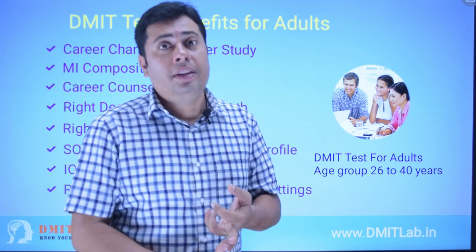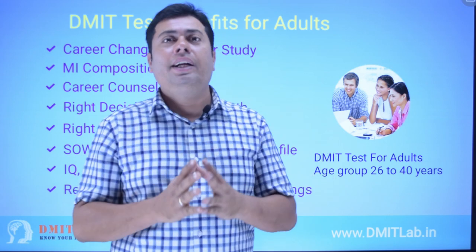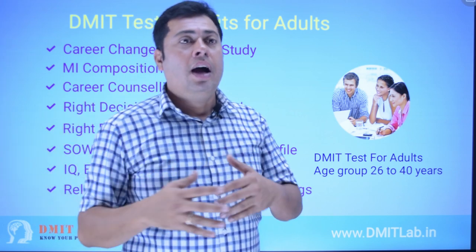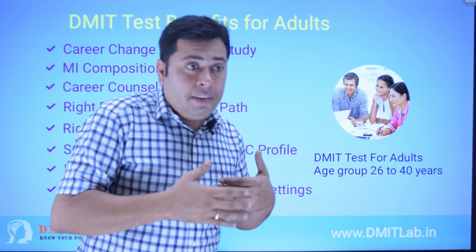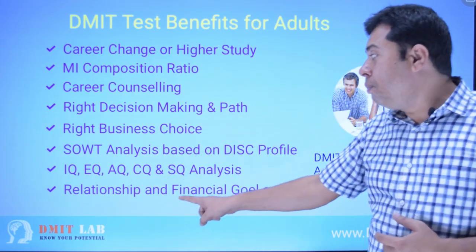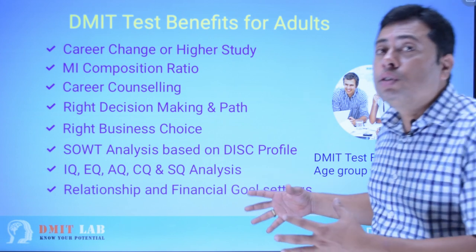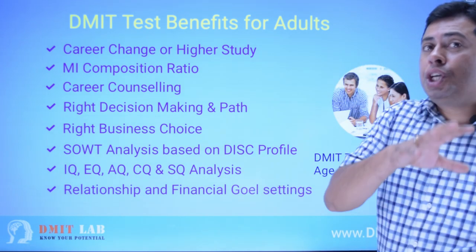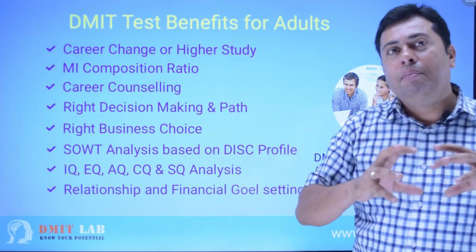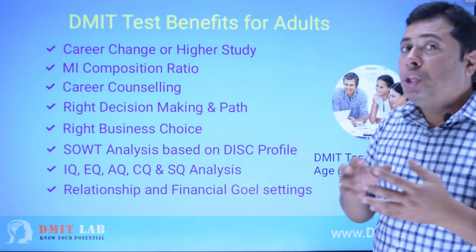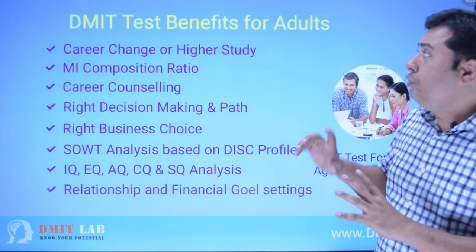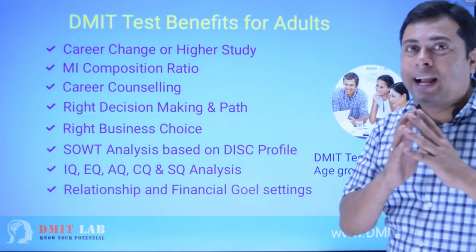The second thing is financial goals. You should have a very clear picture in mind of what I am supposed to be after 35, or after 40, or after 50, how my retirement should be, what my present financial goal should be, and what my future financial goal should be. If you are able to manage your relationships properly, only then can you manage your financial goals properly. It is all interlinked. It is all about your IQ and EQ compositions. IQ helps you manage your financial goals, EQ helps you manage your relationships. So based on the report, you can improve your relationships and your financial goals. These are the main benefits which the 26 to 40 age group is going to get.